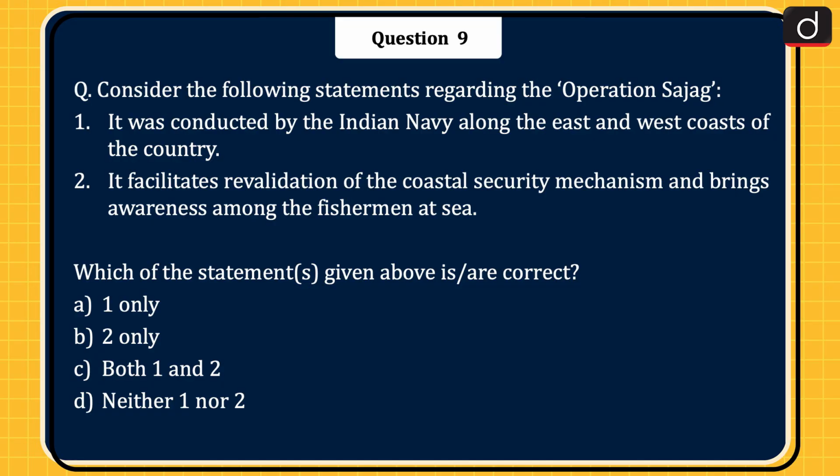Next question is, consider the following statements regarding the Operation Sajag. 1. It was conducted by the Indian Navy along the east and west coast of the country. 2. It facilitates revalidation of the coastal security mechanism and brings awareness among the fishermen at sea. Which of the statements given above is or are correct? 1 only, 2 only, both 1 and 2, or neither 1 nor 2? The correct answer is option B, 2 only.